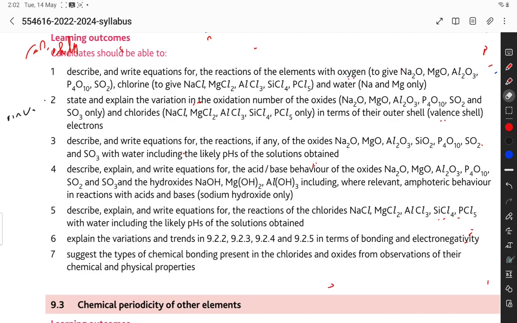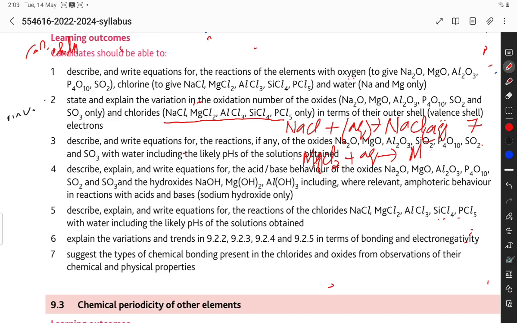And now these are also very important reactions: hydrolysis of chlorides. Sodium chloride dissolves in water to form sodium chloride aqueous, with a pH of 7. Magnesium chloride plus water forms MgCl2 aqueous, and the pH is 6.5.